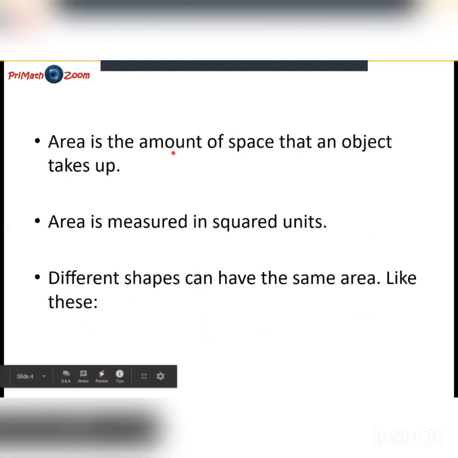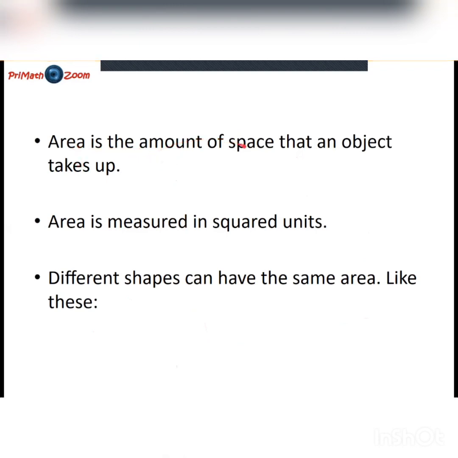Now, from that demonstration, we can say that area is the amount of space that an object takes up. Area is measured in squared units. So it could be meters, centimeters, kilometers, millimeters, whatever unit it is, we have to do it in squared units. Different shapes have the same area. Have you thought of that? Well, yes, it's true. Like these.